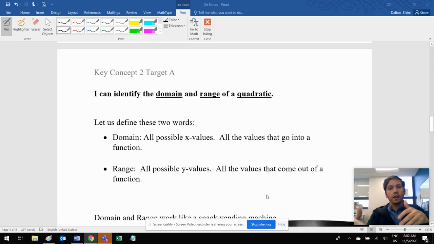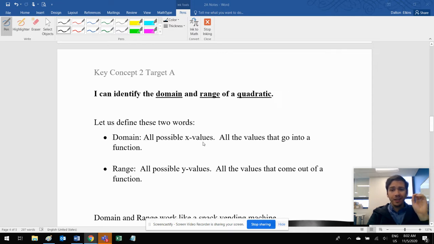One important thing when talking about the graphs of quadratics, the parabolas that we've been looking at, is we need to know the range and the domain. So your goal for today is I can identify the domain and the range of a quadratic. It's been a while since you looked at domain and range. Let's quickly define them. A domain is all the possible x values.